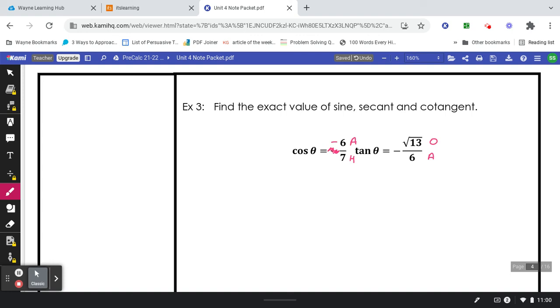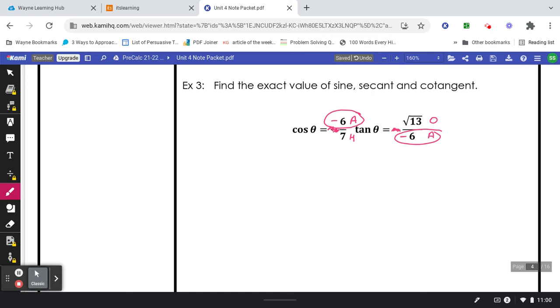So I'm going to look back at what I already know. I already know that A is negative 6. So I'm going to move my negative onto the 6 so that way the two A's match. That will leave the square root of 13 as a positive. So now I know all three of my sides of the triangle. And we're going to find the three values that they asked.